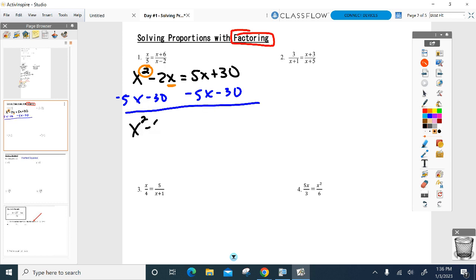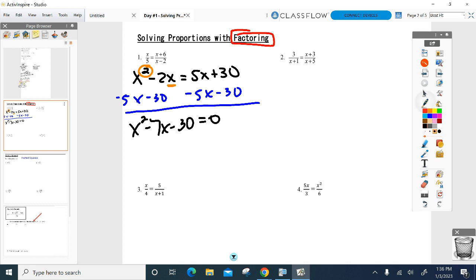x squared minus 5x minus 7x. One job. This is the third time I've done this problem today. x squared minus 7x minus 30 equal to 0. Good work, everybody. Now factor.